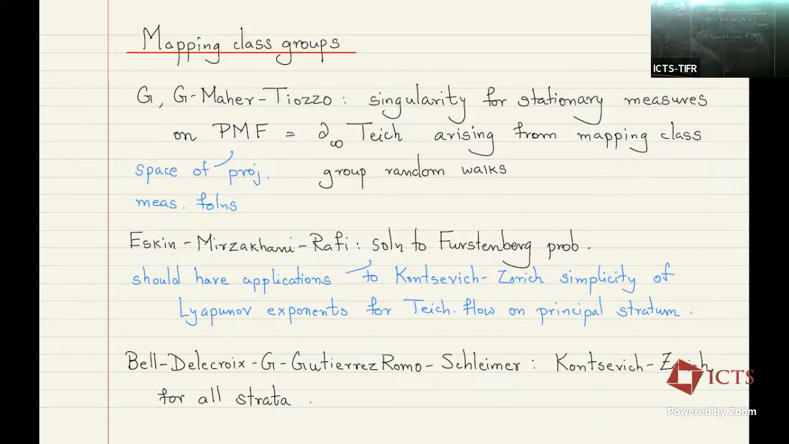Again, I've ticked off one box. I've mentioned some algebraic geometry. Okay.